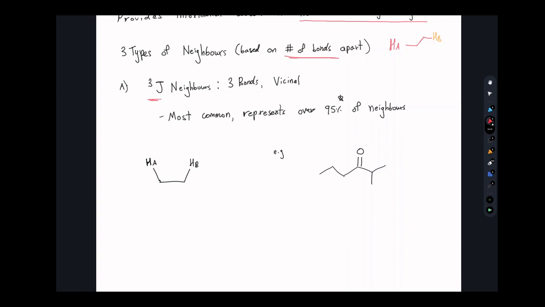The 3J neighbors are neighbors that are characterized by being 3 bonds apart, and another name for this relationship is vicinal, or vicinal neighbors. Now, these are the most common. When we talk about simple splitting, we really only deal with 3J neighbors. And honestly, they represent over 95% of the neighbors that you're going to run into when you're first learning about NMR in an introductory OChem course.